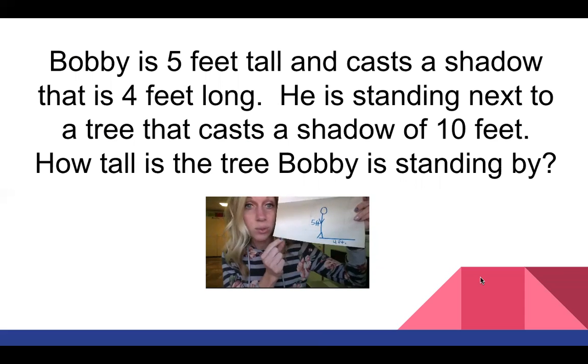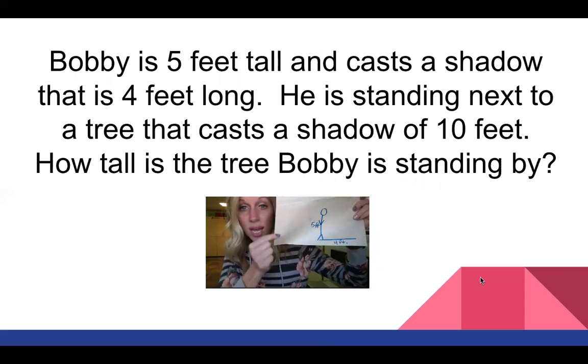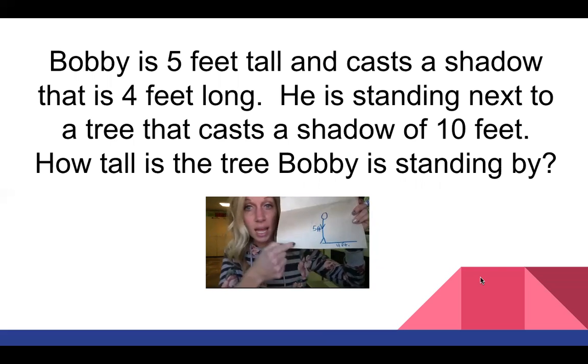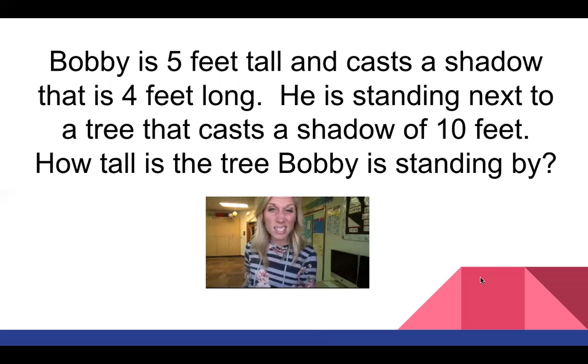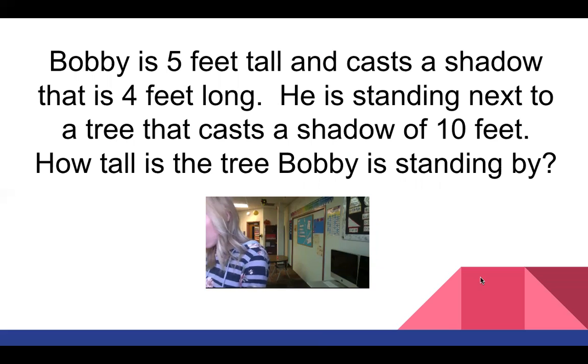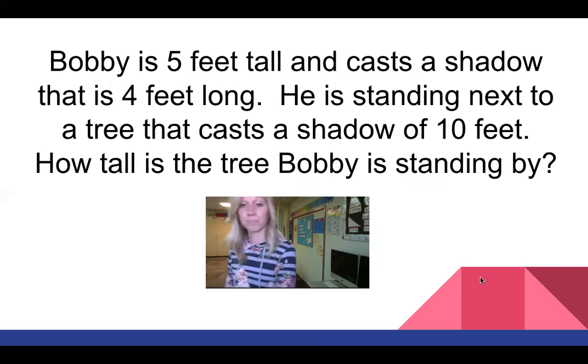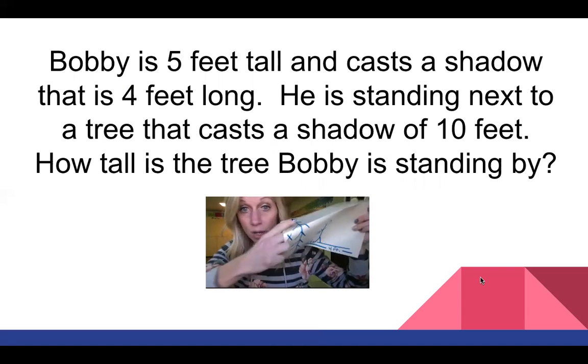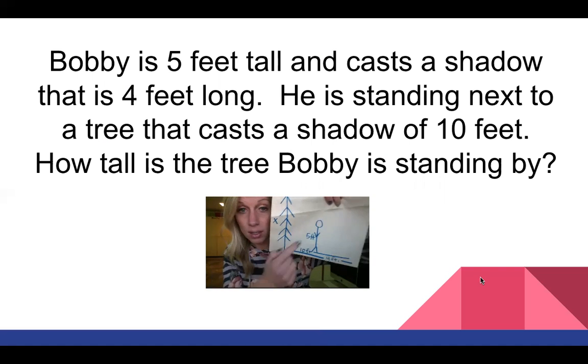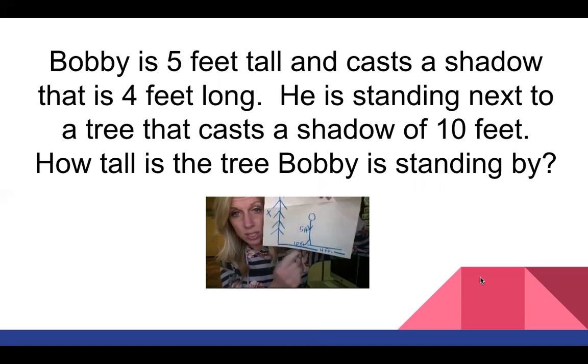Bobby is standing next to a tree that casts a shadow of 10 feet. How tall is the tree? So it's the same type of problem we just had. We now are finding the measurements of this tall tree next to Bobby. We don't know how tall it is, but we do know that the shadow of the tree is 10 feet. So, tall tree, we got to find out how tall. Bobby is 5 feet, his shadow is 4, and the shadow of the tree is 10.